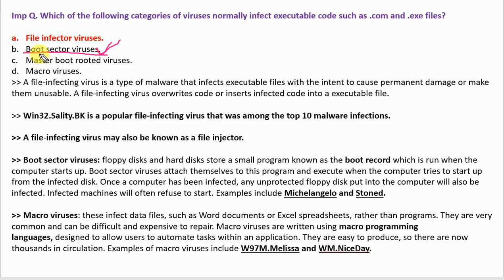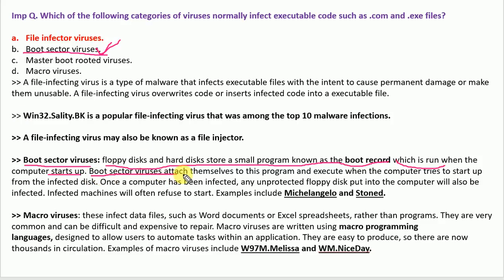So from the name itself, I think you will have some idea that it's going to impact your boot records or something like that. So let's discuss what boot sector viruses are. Floppy disks and hard disks store a small program known as the boot record, which is run when the computer starts up. Okay, that we already know.